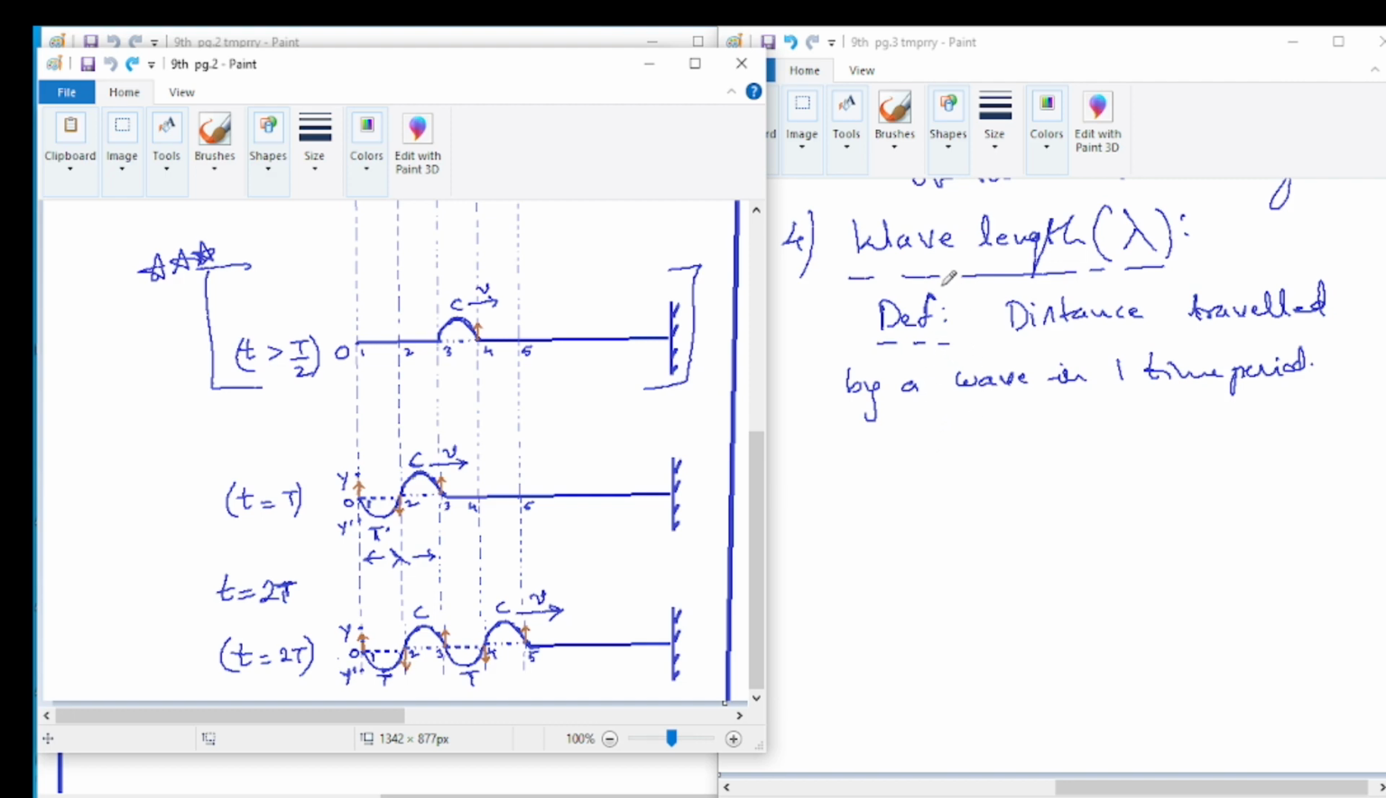The reason is that previously, each quantity was defined in terms of the vibration of the particle and also in terms of the wave motion, or in terms of the wave. So wavelength is present only for a wave. Vibrating particles cannot have any wavelength. Due to that reason, only one definition is there.